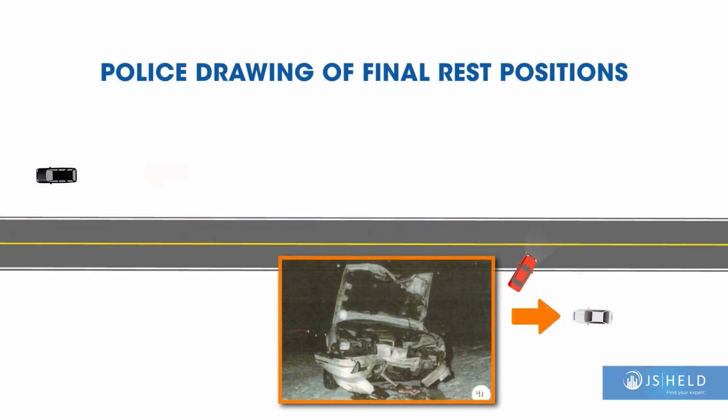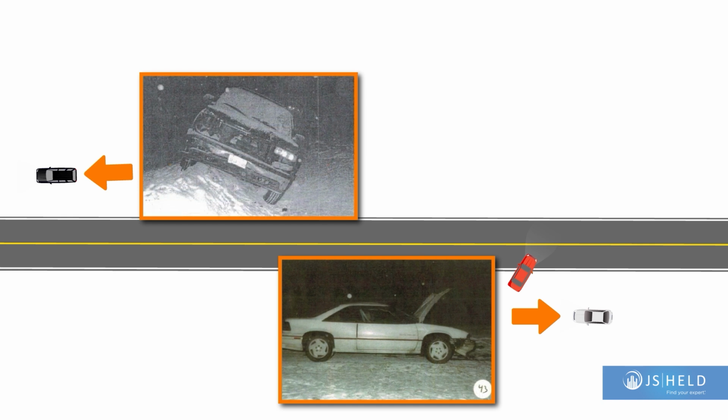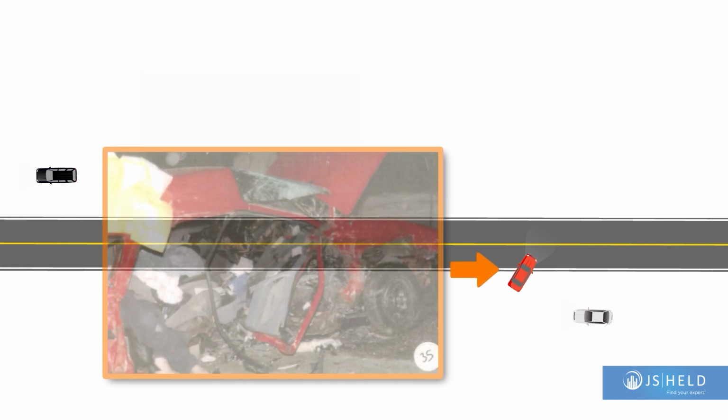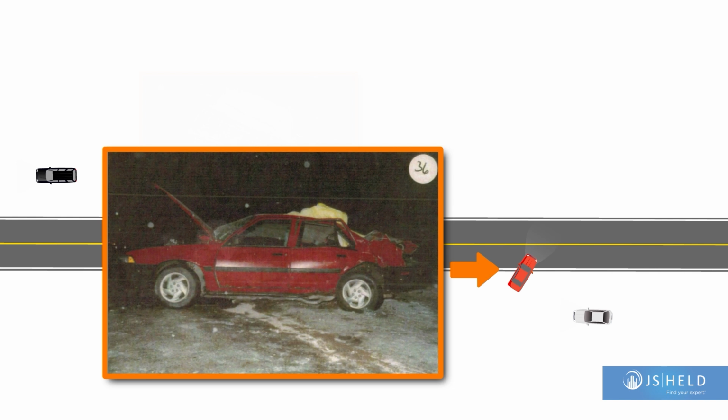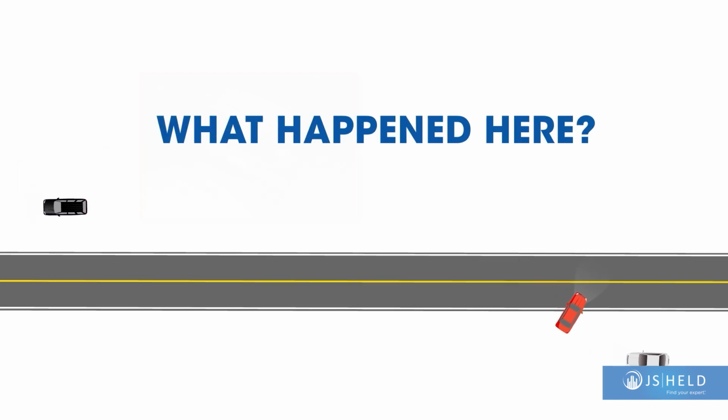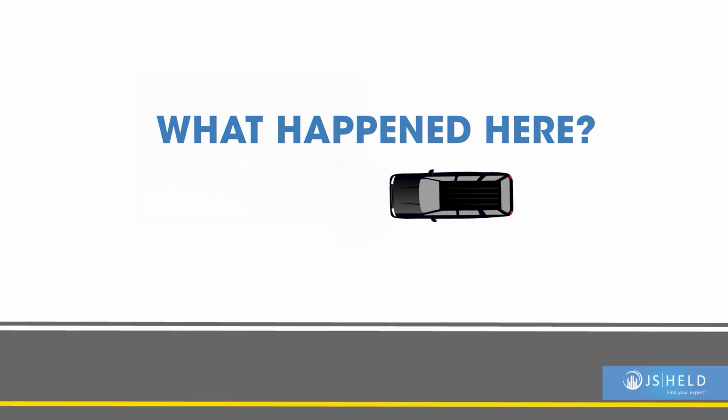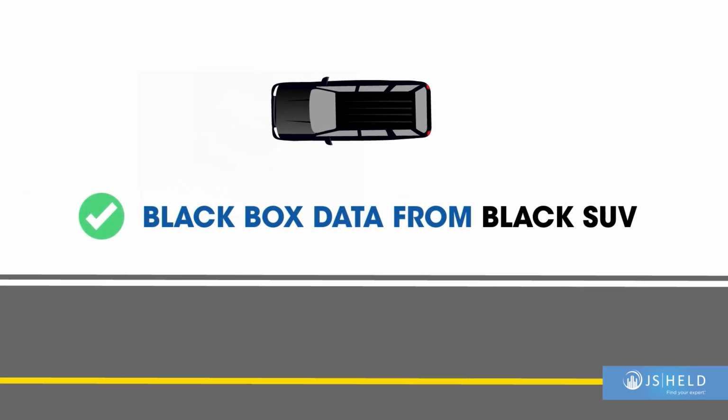There was a white coupe and a black SUV in snowbanks on either side of the road, and a badly wrecked red sedan with extensive frontal and rear damage was lying in the middle of the roadway. So what happened here? Experts were brought into litigation on the case to analyze the evidence, which included the black box of the black SUV.